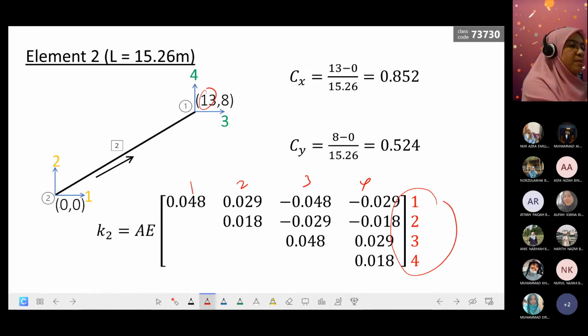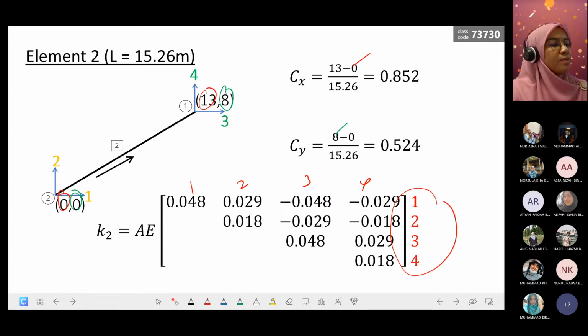Okay, this is far minus near. 13 minus 0, divide by length 15.26. Then for y, it is far minus near: 8 minus 0, divide by 15.26. Okay, we get this.